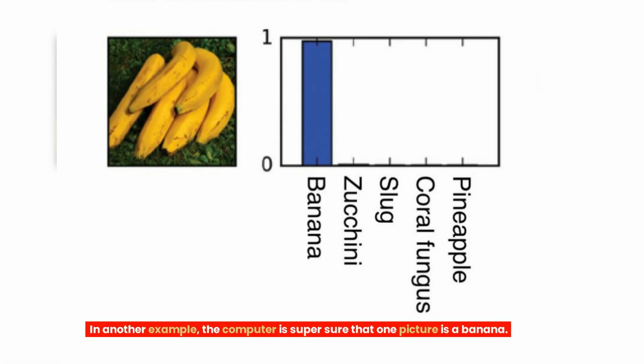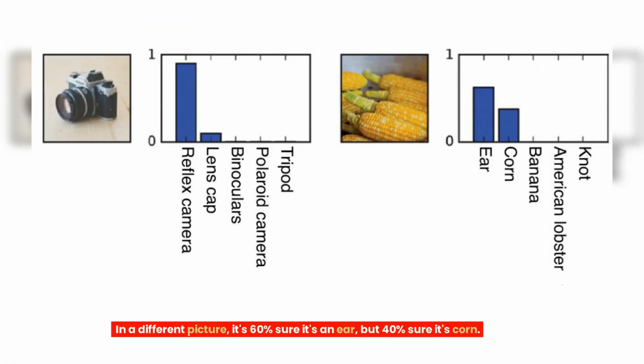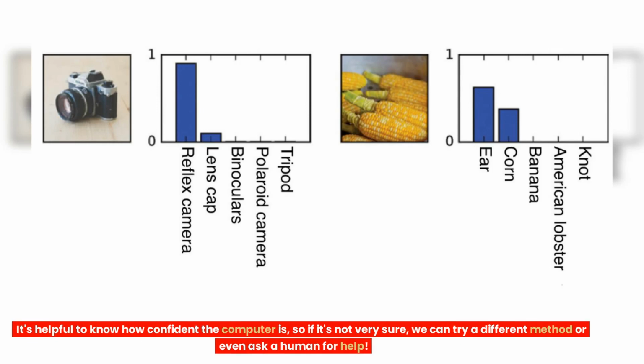In another example, the computer is super sure that one picture is a banana. In a different picture, it's 60% sure it's an ear of corn, but 40% sure it's corn. It's helpful to know how confident the computer is. So if it's not very sure, we can try a different method or even ask a human for help.